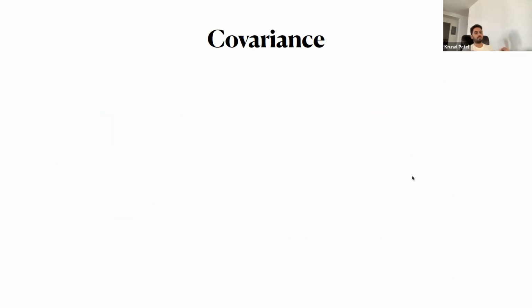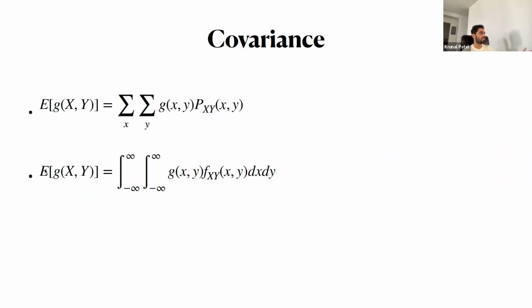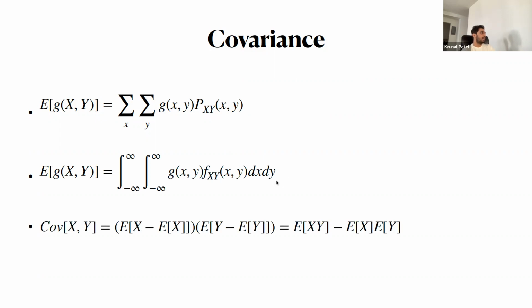Okay, so now we come to what is called the covariance. We saw how we calculate expectations. If we have to calculate the expectation of a function which depends on two random variables, then we sum over all possible values of those two random variables and multiply with their joint probabilities. So that's how you calculate expectations. When you have continuous random variables, instead of summing, you just do the integration and you get the same thing. And the covariance is calculated like this.